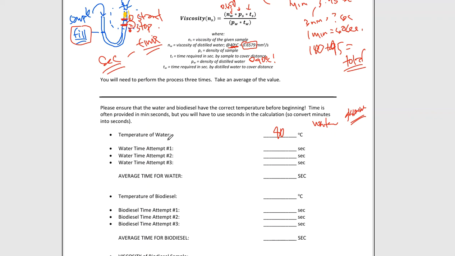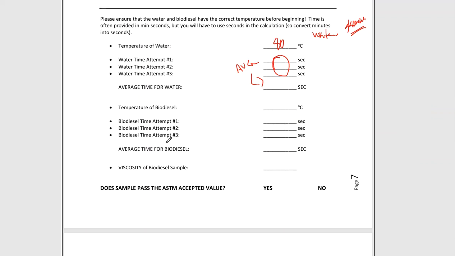So I'm going to heat this water up to 40, and then I'm going to place that into the U-bend or the type of viscometer that we are using, and then I will suck it up and make a time. Suck it up, make a time. So these three total numbers of seconds will get averaged, and that average will go here for the average time that it took for water to drain. All right. Next up is the temperature of biodiesel.